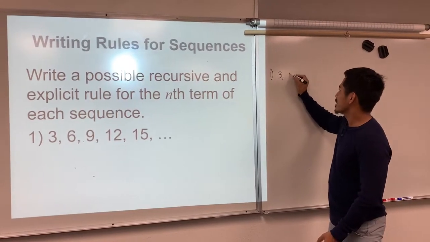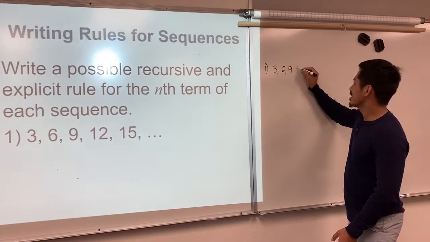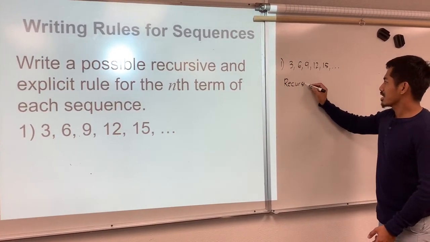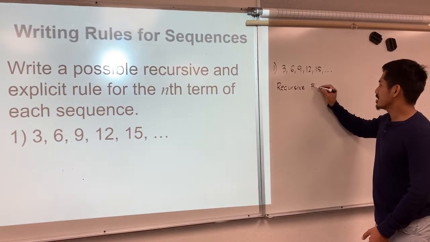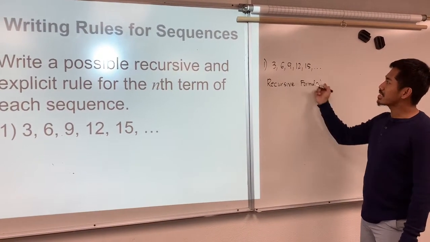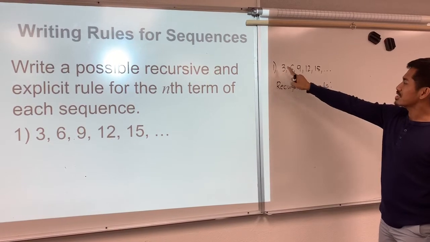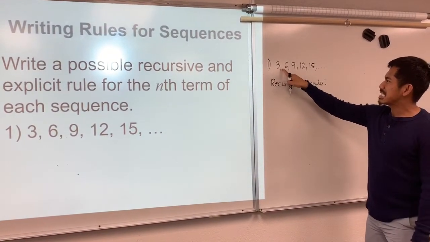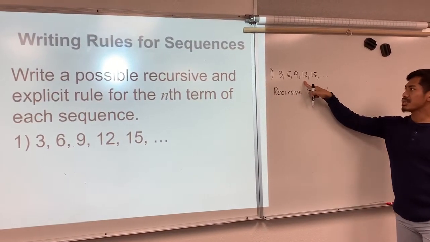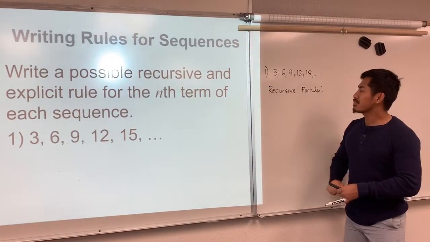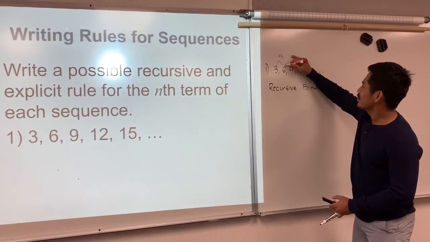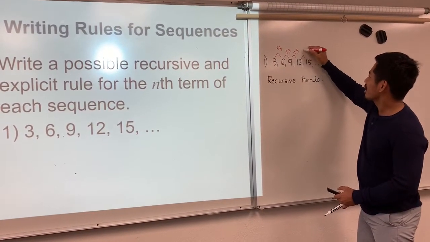We have 3, 6, 9, 12, 15, and so on. Let's start doing the recursive formula. All you have to think, guys, is how is the next term related to the previous term? What do you notice? As you can see, after 3 is 6, after 6 is 9, after 9 is 12, and after 12 is 15. What are we constantly adding to the previous term to get the next term? Yes, it's 3. So we're adding 3 constantly.